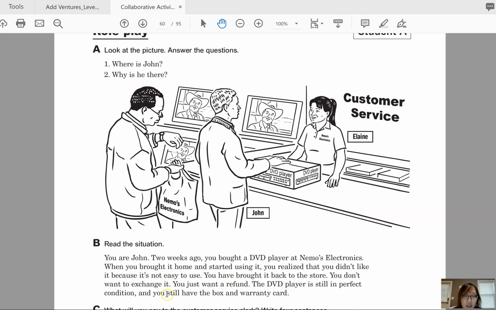You don't want to exchange it. You just want a refund. The DVD player is still in perfect condition, and you still have the box and warranty card. Okay, so we can see that John is at Nemo's Electronics, and we can be a little more specific, and we can say John is at the customer service desk at Nemo's Electronics. And why is he there? We can say he is there to get a refund, or we can say he is there to return a DVD player.